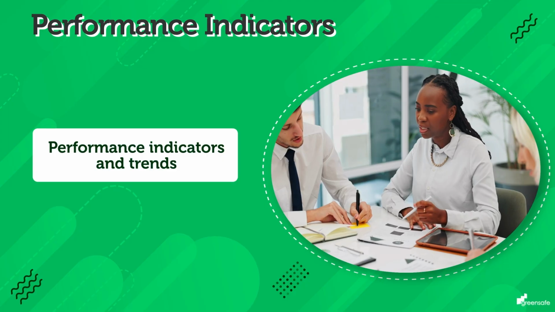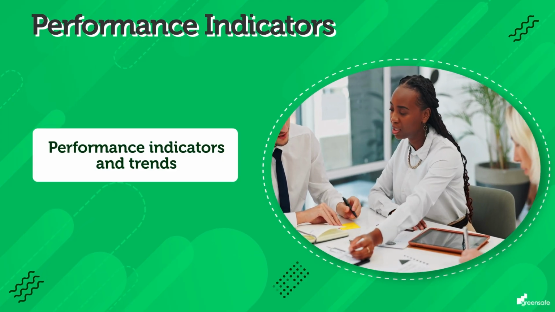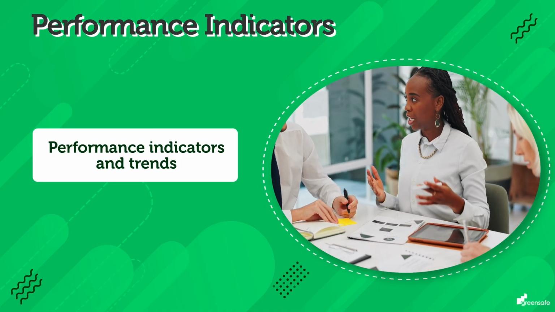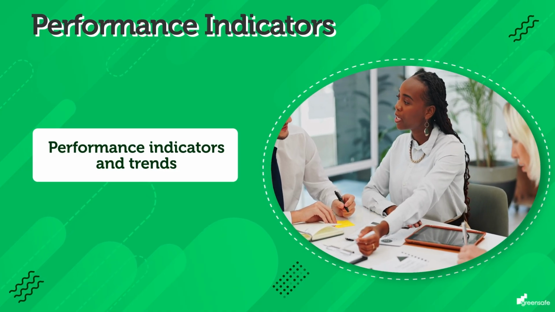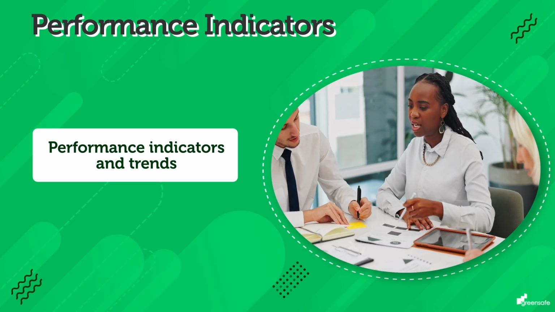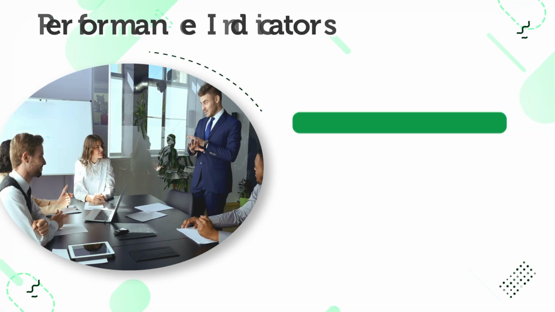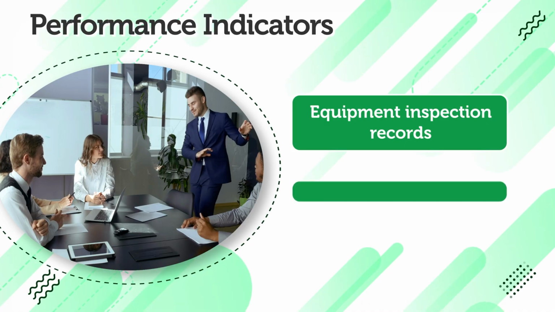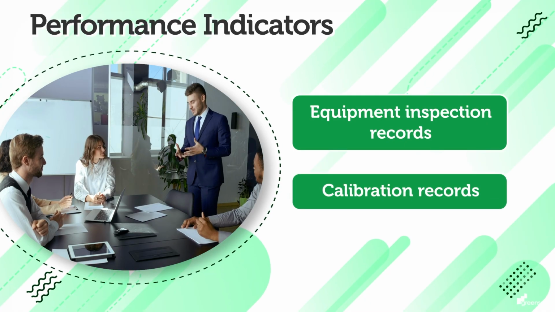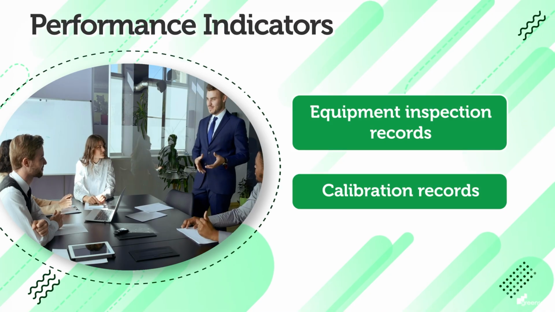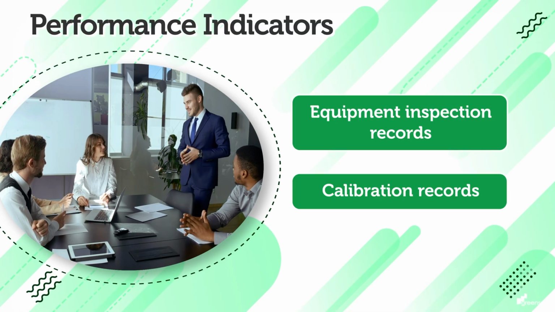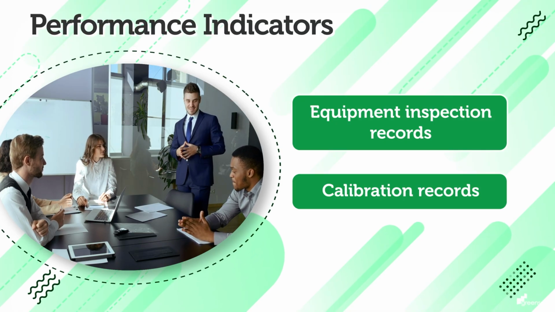Performance indicators and trends reflect WSH working conditions over a time period. They reveal the organization's commitment towards improving the working environment and behaviors. Equipment inspection records and calibration records of monitoring equipment are used to ensure effectiveness of equipment. These reports can be used as documentary proof during government inspections and for auditing purposes.